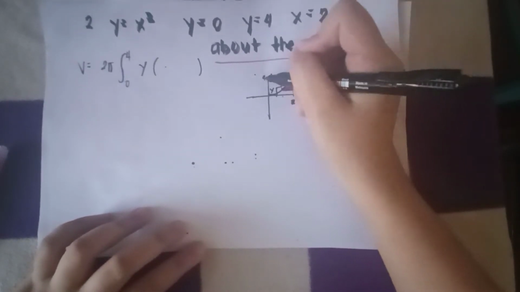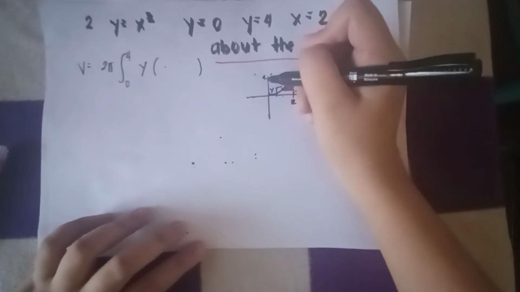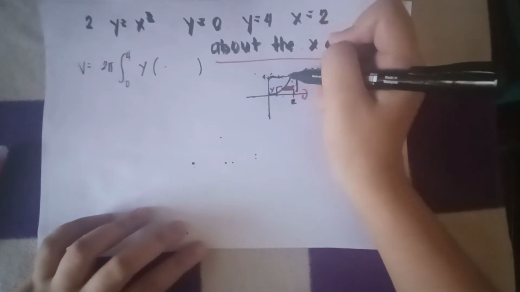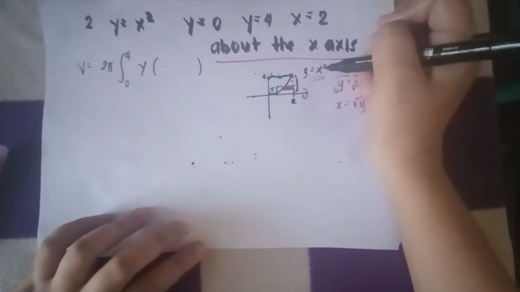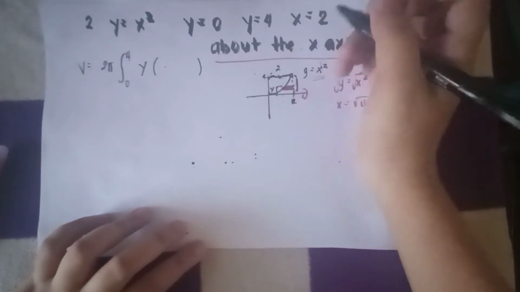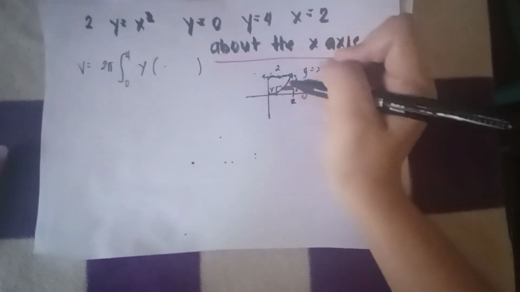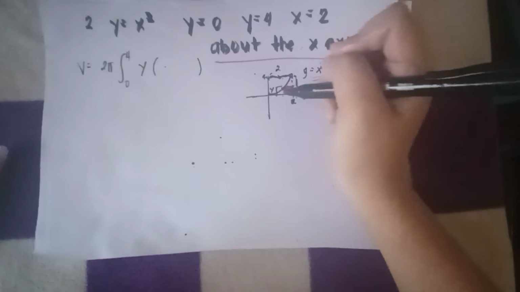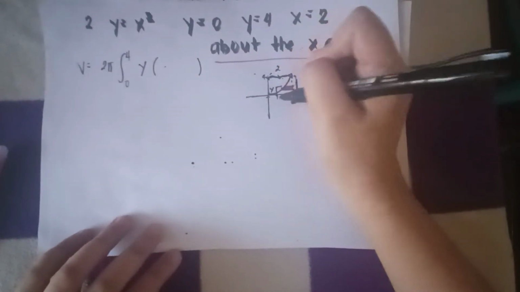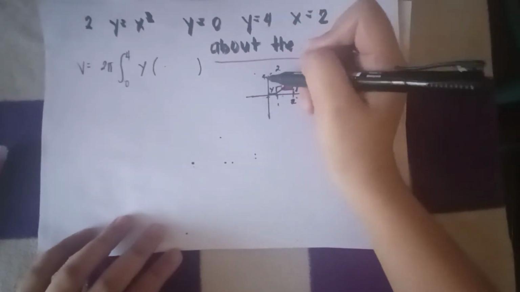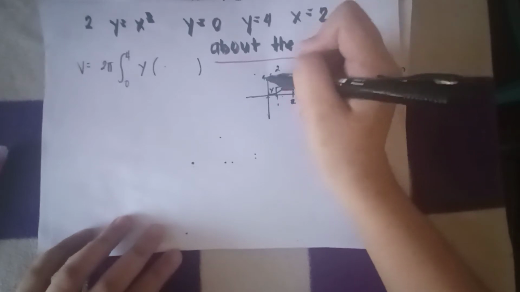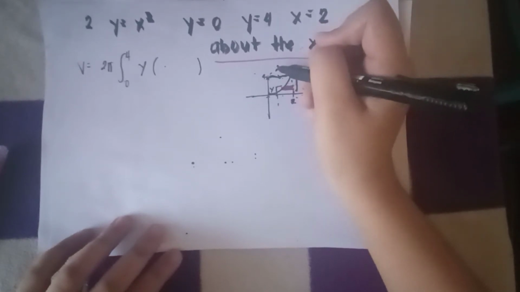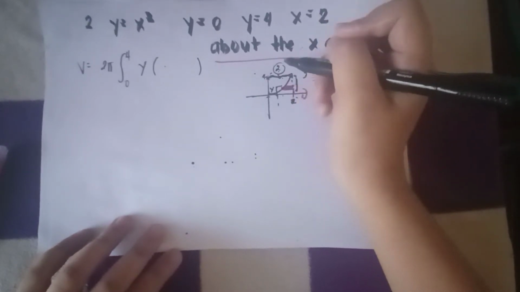Ito, kung ito ay 4, ito ay 2, ibig sabihin, from dito hanggang dun sa x squared, ay meron tayong 2 units, di ba? Since ito ay 4, tapos ito ay 2, di ba? Ito ay 2 units, 1, tsaka 2. Ibig sabihin, from here hanggang dito, meron tayong 2 units sa kanya.